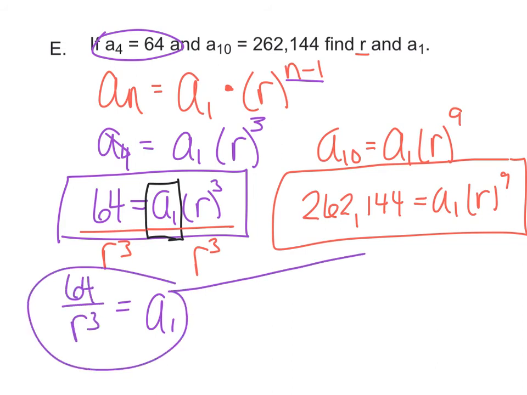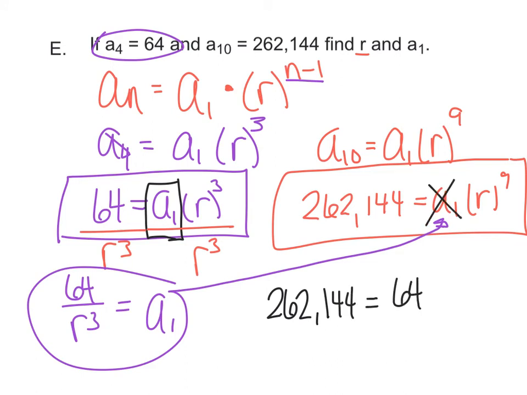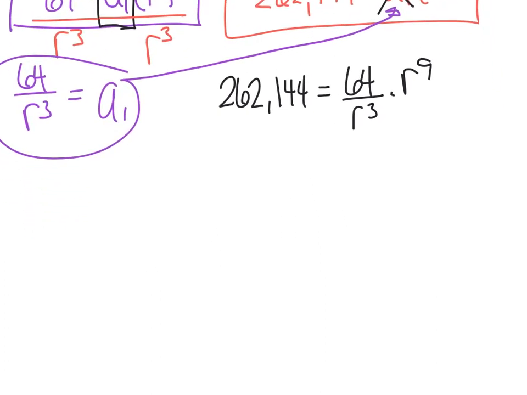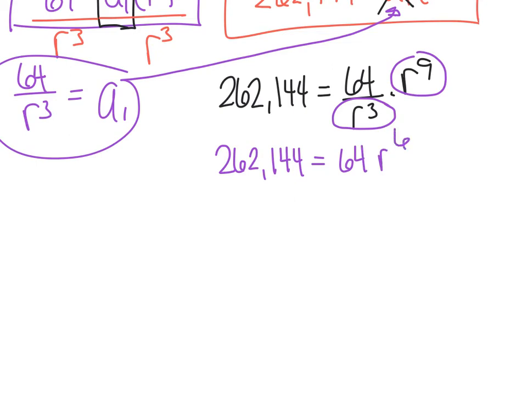And I'm going to substitute this into a sub 1 here. So I'm going to get 262,144 equals, so I'm replacing this a sub 1 with 64 over r cubed times r to the 9th. Now notice how neat I'm writing it so that I can clearly see who's on the top and who's on the bottom. So now we're just going to use some exponent rules. If I have r to the 9th on top divided by r to the 3rd, when I divide, what do I do with those exponents? Well, hopefully you said it, you subtract those exponents. So I'm going to get 64 here times r to the 6th.